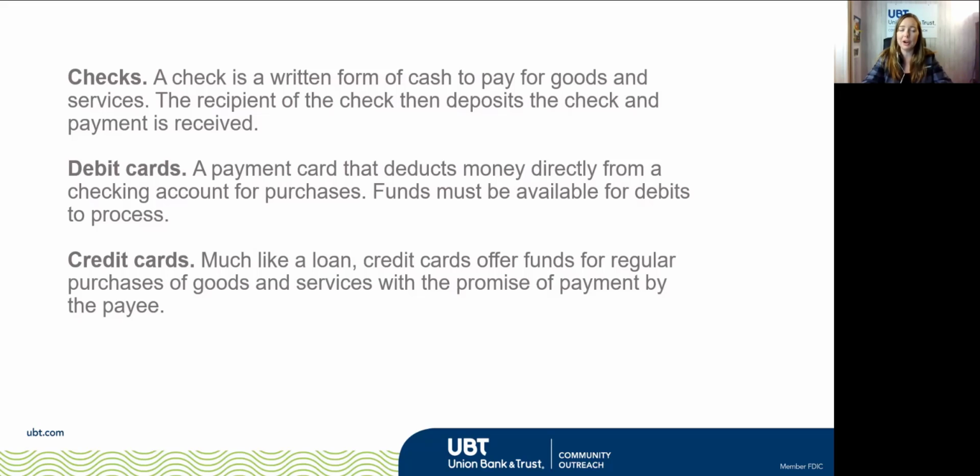The next one is debit card. This is different than a credit card. So a debit card is a payment. It's a card, but it comes straight out of your bank account. So if you do not have the money in the checking account, then the debit card will be declined. So it's a faster way to use cash, and essentially it is cash, but it's used in a card form.